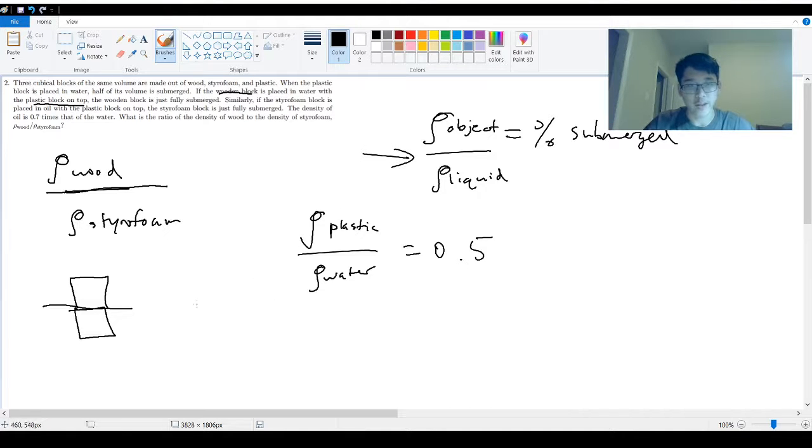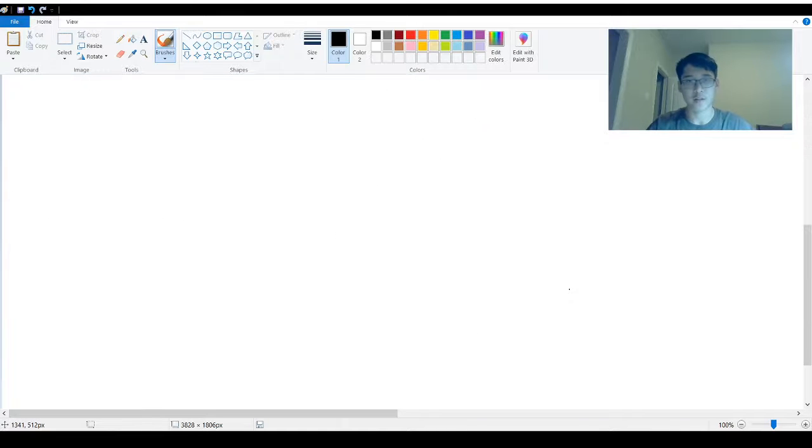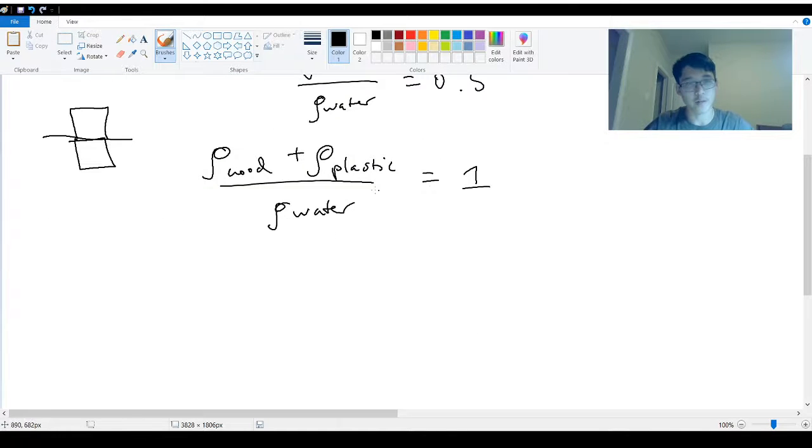Since we're adding the two objects on top of each other, we're actually adding the densities together. So we have the density of wood plus the density of plastic over the density of water is equal to 1, right? Because the entire wooden block is fully submerged. And I'll prove it right here.